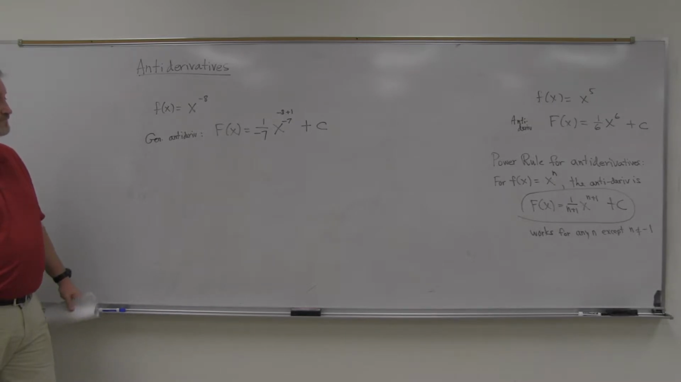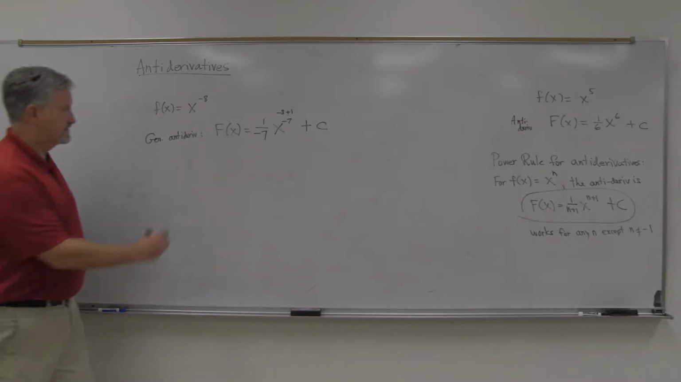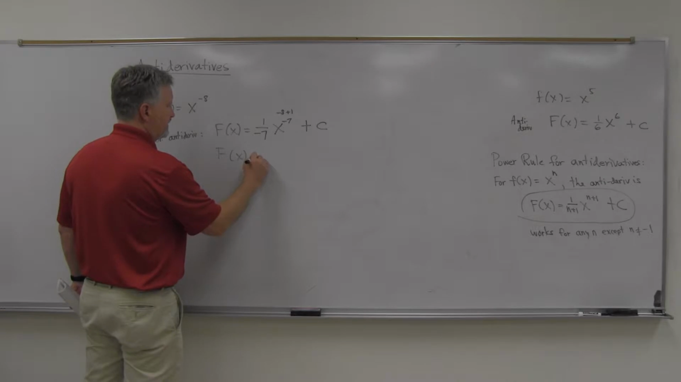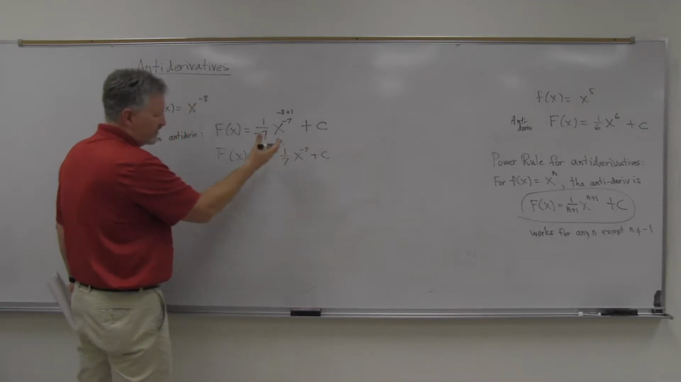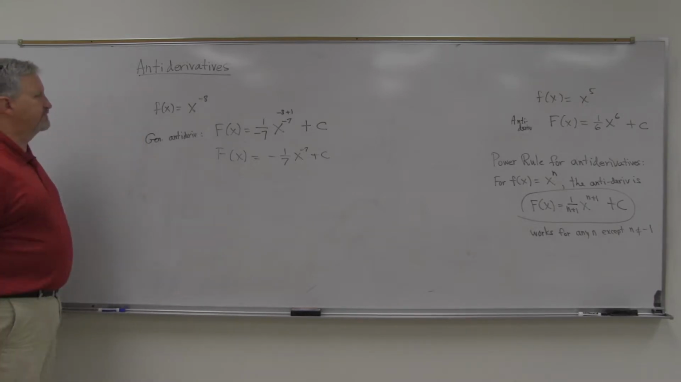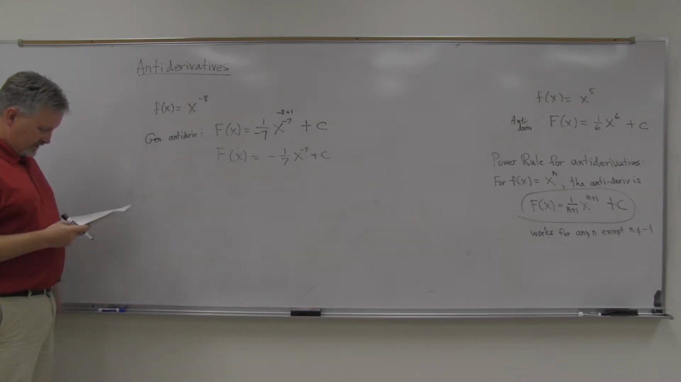To clean it up, just say negative 1/7 x to the negative 7 plus c, or you can flip over. I would, since it started like that.